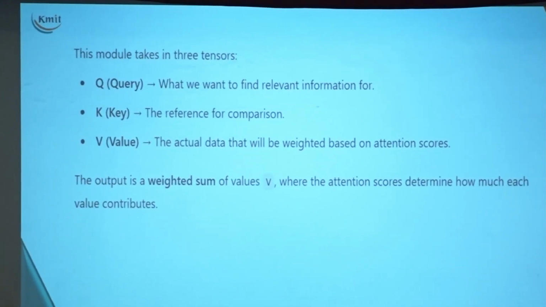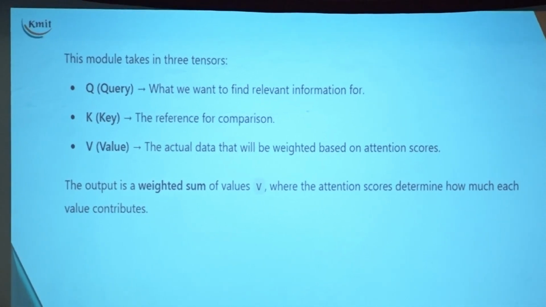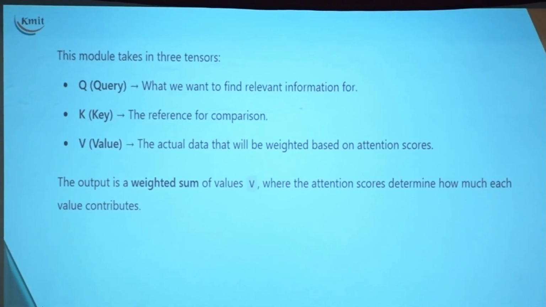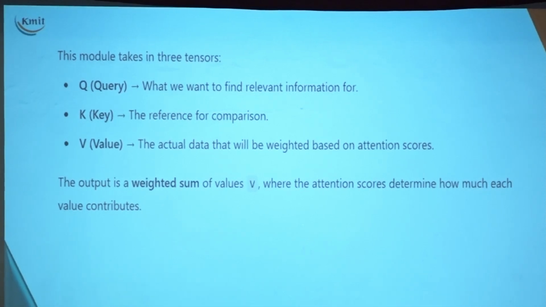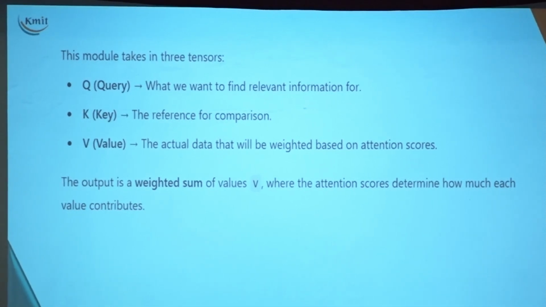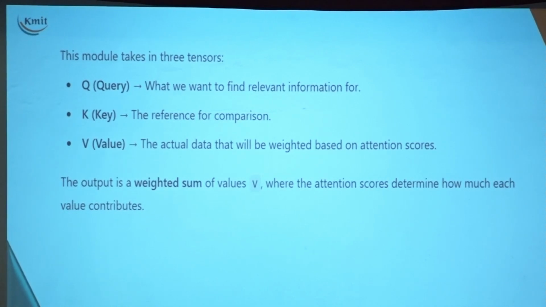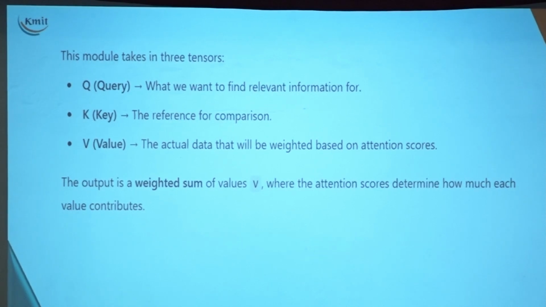This module takes in 3 tensors. Query, what we want to find relevant information for. Key, what is the reference for comparison. So key will determine whether it is a self-attention or a cross-attention. Value, actual data that will be weighted based on the attention scores. Output is a weighted sum of values. And the attention score determines how much each value will contribute.